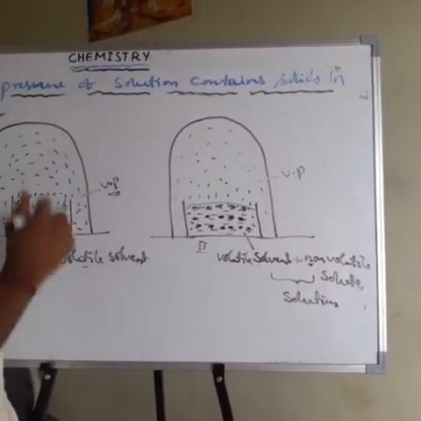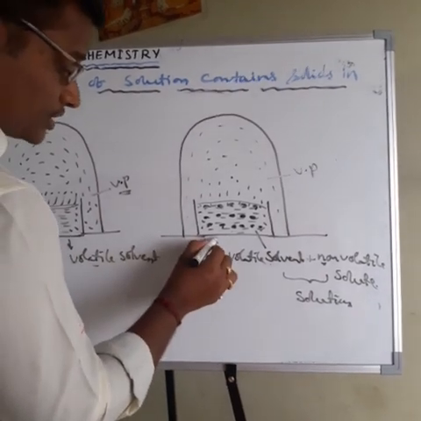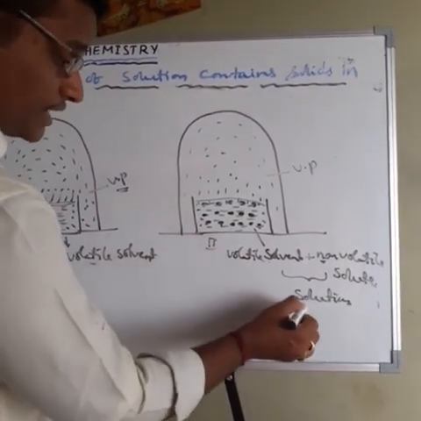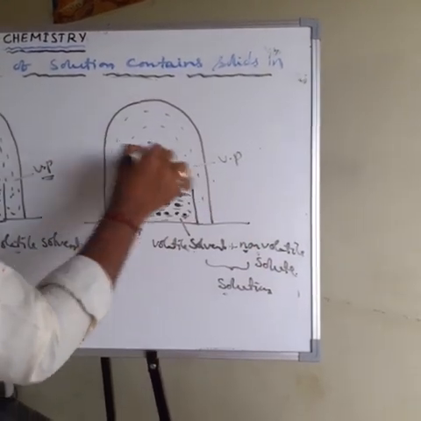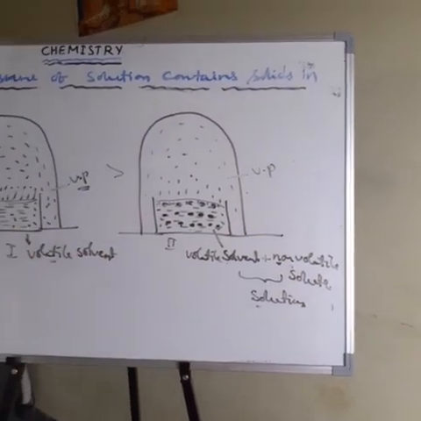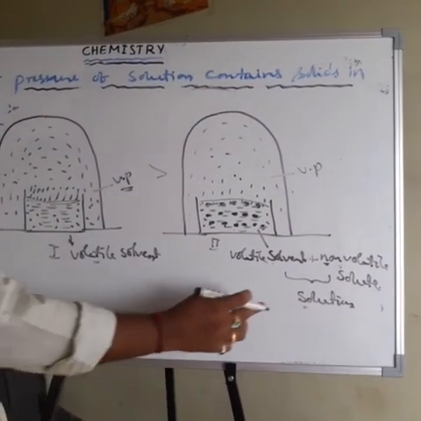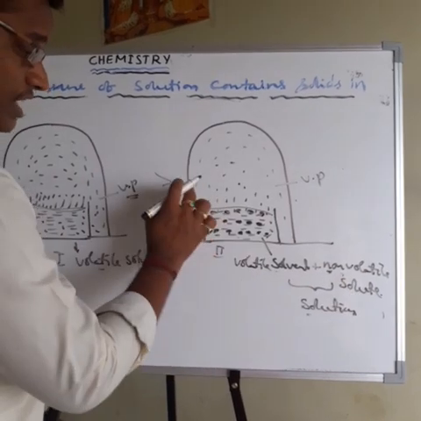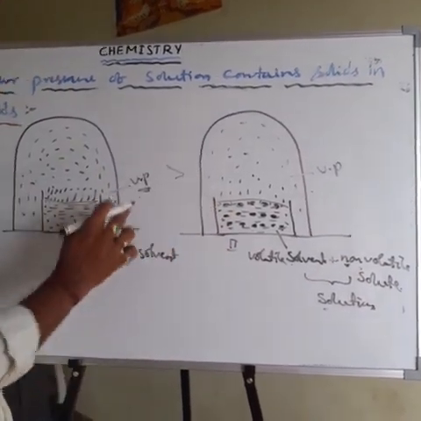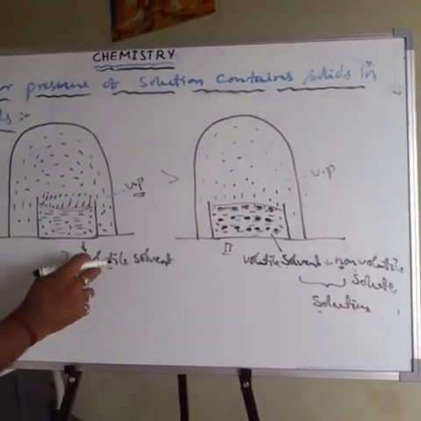So based on this point, the vapor pressure of the solution containing the non-volatile solute is always lesser than the vapor pressure of the pure solvent. Understood what I said? The vapor pressure of a solution containing a non-volatile solute is always lesser than the vapor pressure of the pure solvent.